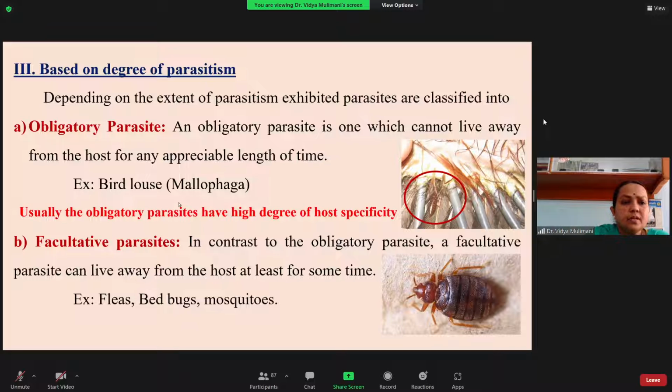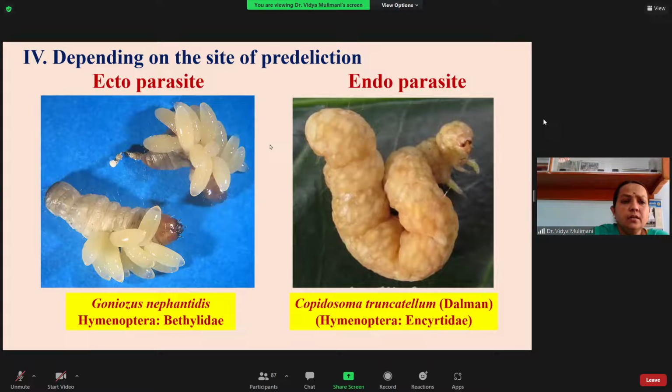Okay. And another type of classification, the site of predilection. This I have already explained, what is the site of predilection. Based on that, you can classify the parasite as the ectoparasite and the endoparasite. Ecto means develop outside, endo means develop inside. I had just shown you Copidosoma truncatus, which is parasitic on the semi-looper. Here it is a Goniozus, where you can see the larvae externally feeding on the caterpillar, and it is attacking mainly the larvae of the coconut blackheaded caterpillar. That is the Bethylidae family.